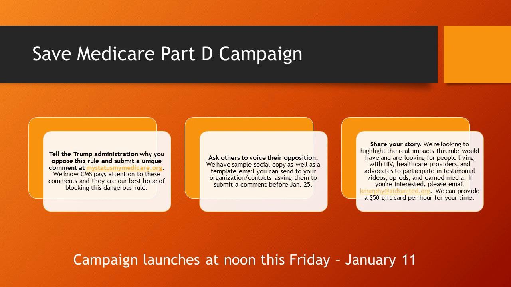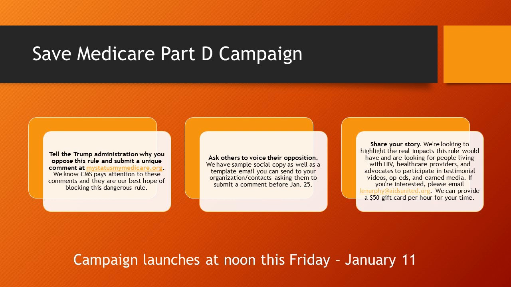So you would just click on whichever category applies to you, and you'll be taken to a system that will be preloaded with a comment to the administration that has a section in which you should type in some customization about why this rule is important to you and why you think that the administration should rethink this portion or all of the rule concerning the protected classes, specifically antiretrovirals. We know CMS pays attention to these comments, and they're our best hope of blocking this dangerous rule.